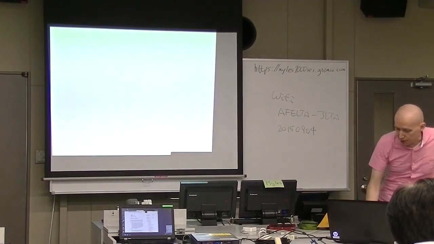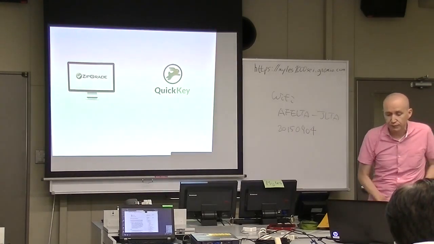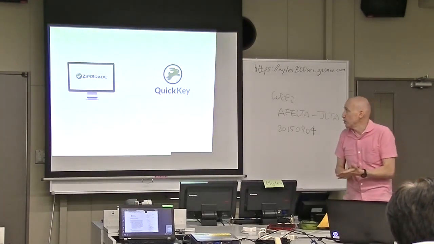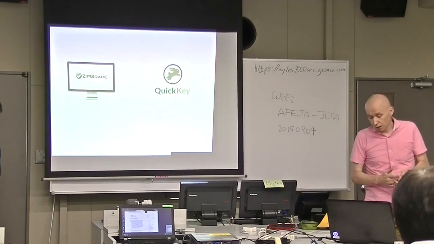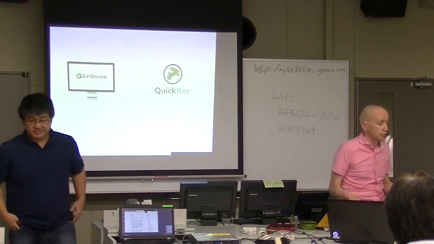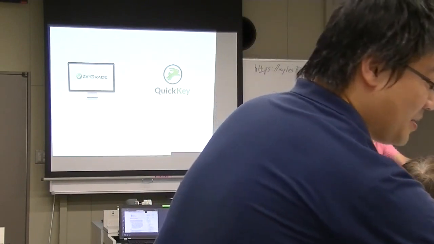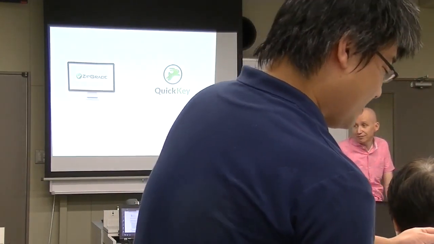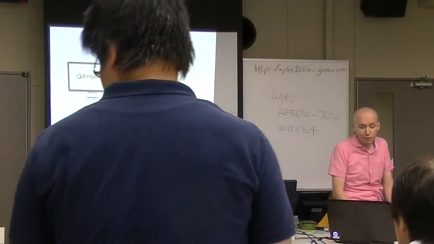So I've got 2 pieces of software that I've been using. One is called ZipGrade, one is called QuickKey. These are available to people like you and me. We can just download these. If I can get about the first 5 questions, anything maybe, A, C, D, B, E or something. Anything's okay.